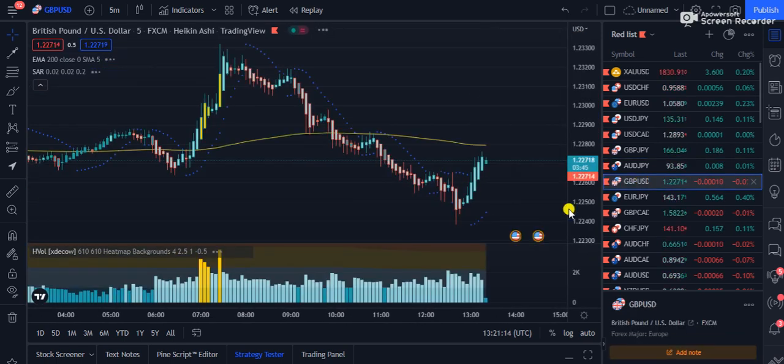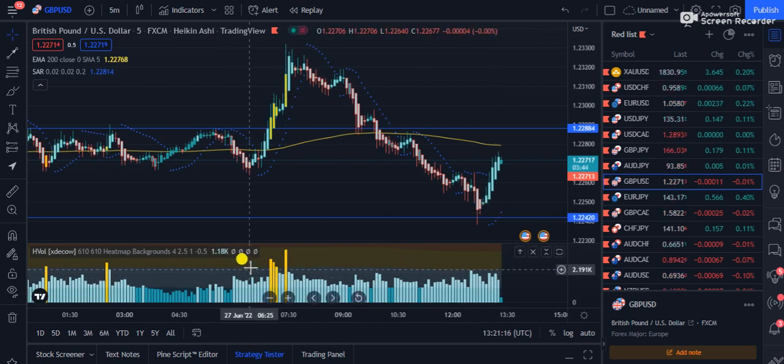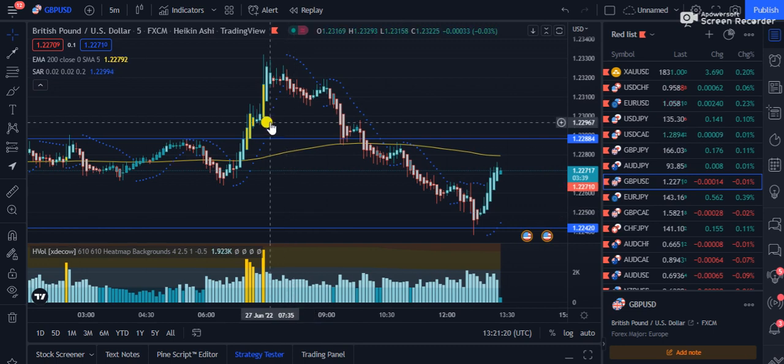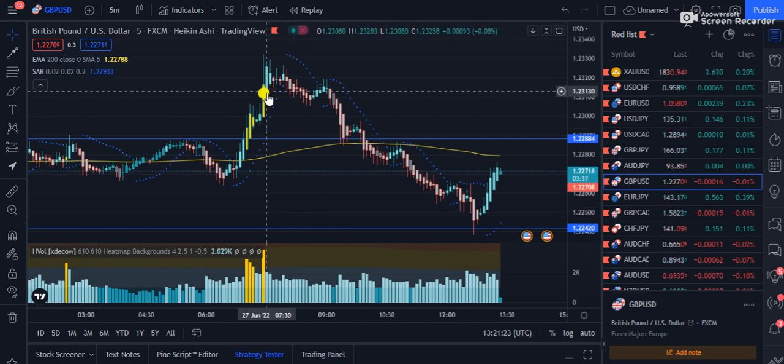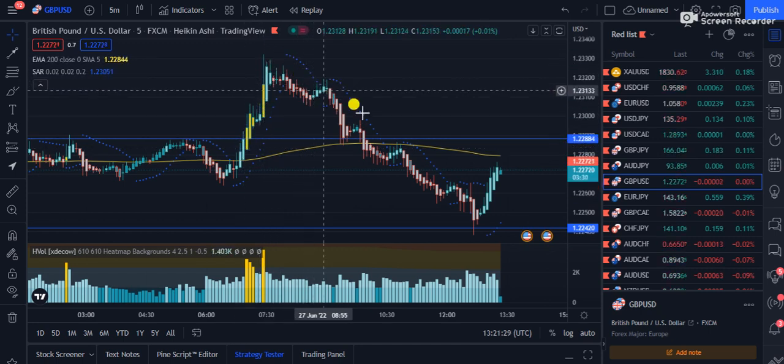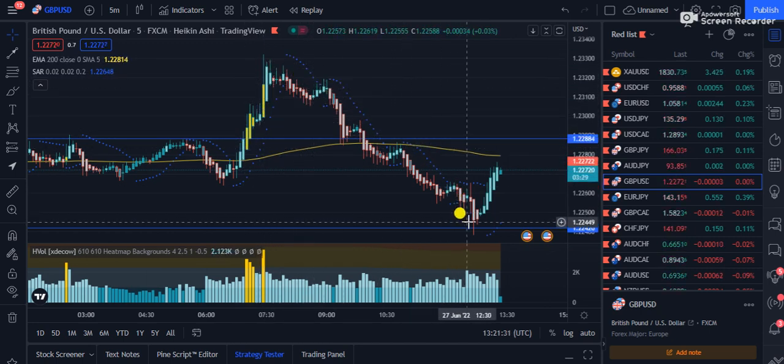So guys, this is a very good technique to trade the market, because you will get advance confirmation that something big is going to happen in the market. So for example, yellow candle turned, buy signal was running, then the signal got changed, and you can see a big drop on Great Britain pound USD.